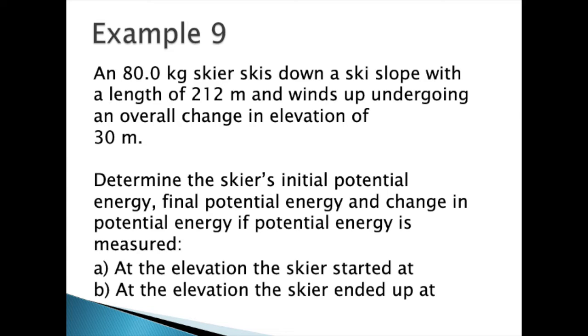Example 9: an 80 kilogram skier skis down a ski slope with a length of 212 meters and winds up undergoing an overall change in elevation of 30 meters. Determine the skier's initial potential energy, final potential energy, and change in potential energy if potential energy is measured (A) at the elevation the skier started at, (B) at the elevation the skier ended up at.